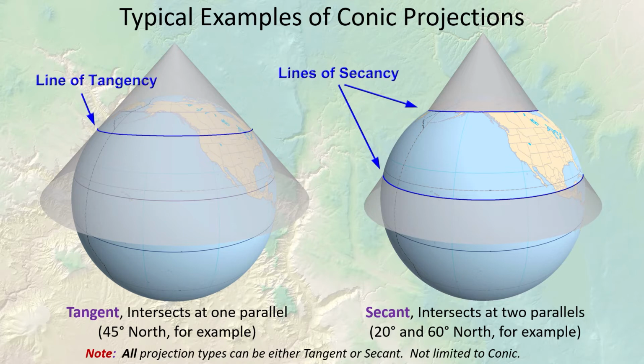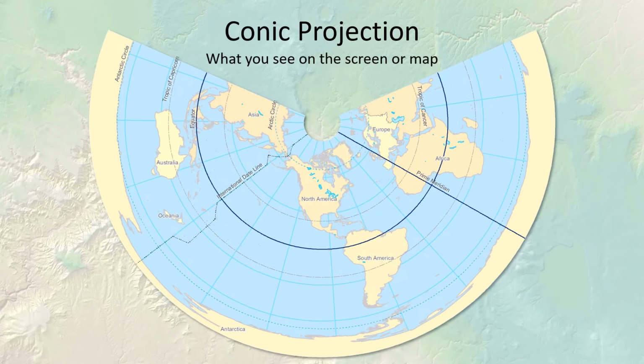Distortion is minimized right along those two lines of secancy, and then distortion just gets worse as you get further and further outside of them. And just to be clear regarding tangency and secancy, I'm showing you this example with conic projections, but the concept also applies to planar and cylindrical projections that we'll see here shortly. The key point is that in a tangent projection, the projection surface just touches the planet. In a secant projection, the surface intersects the planet. Okay, moving on. Remember that we use a cone in the first place because it can be unrolled to a flat surface, and this is what that flat surface looks like after you unroll it.